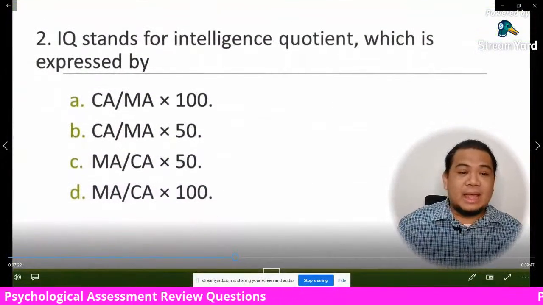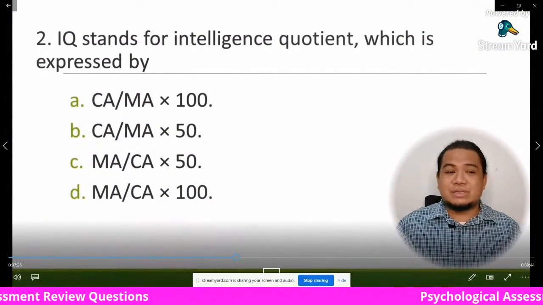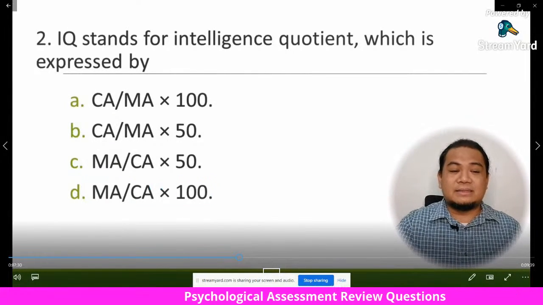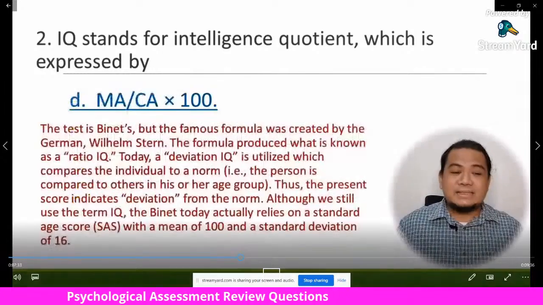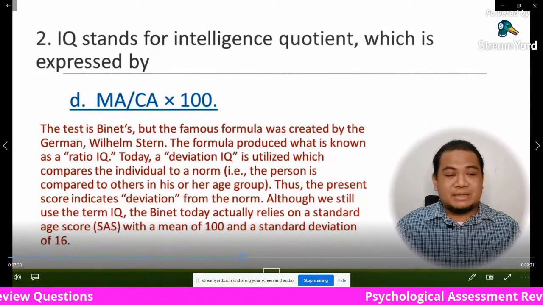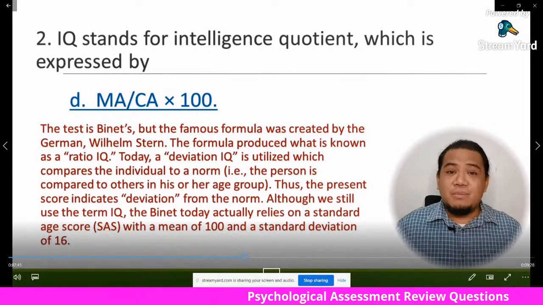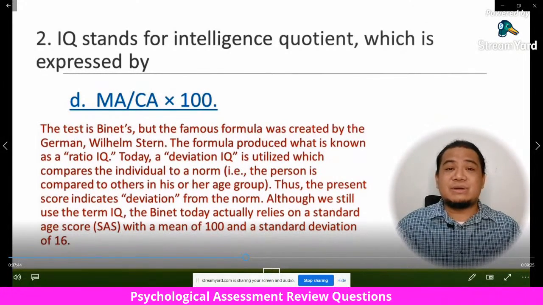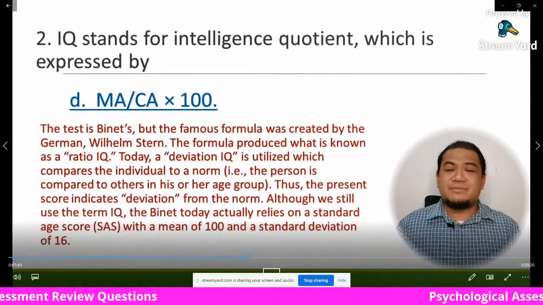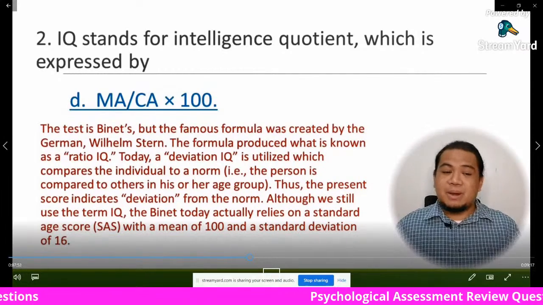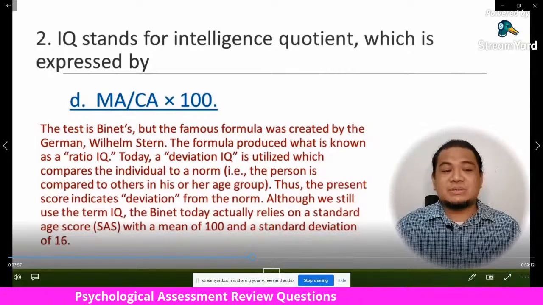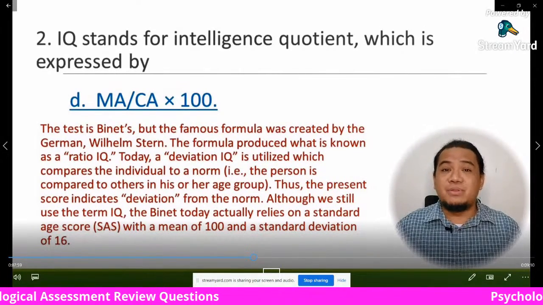Number 2, IQ stands for the intelligence quotient, which is expressed by, the answer is letter B. The test is Binet's, but the most famous formula was created by the German Wilhelm Stern. The formula produced what is known as a ratio IQ. Today a deviation IQ is utilized, which compares the individual to a norm, like the person is compared to others in his or her age group. Thus, the present score indicates deviation from the norm.